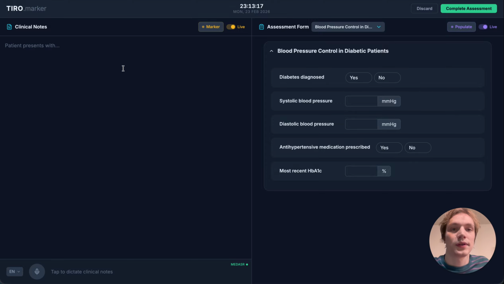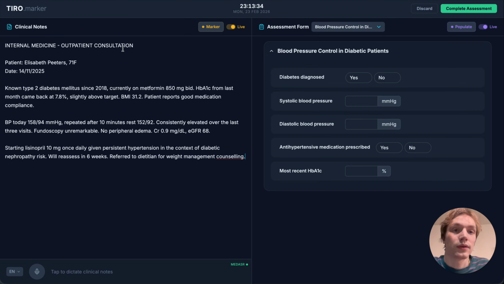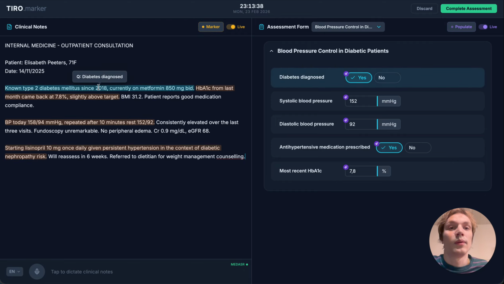In our work with hospitals, we see that doctors still rely heavily on free text for their clinical documentation. They're used to it, it's flexible and it works for them. But that means a lot of valuable data, things like diagnosis, medications and vital signs, stay locked in plain text. TIRO.marker fixes that. It reads along while the doctor writes or dictates and extracts structured data automatically without changing their workflow.